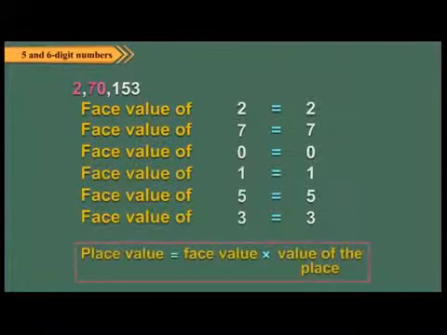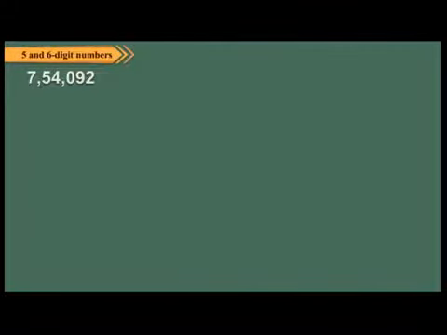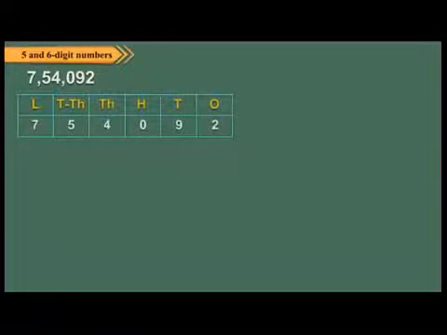On the other hand, the place value of a digit in a number depends upon the place it occupies in the place value chart. The product of a digit and the value of its place gives the place value of the digit. Let us find the place value of each digit in 7,54,092. We arrange the digits in the place value chart. 2 is at ones place, so its place value is equal to 2 ones, which is 2 multiplied by 1 equals 2.